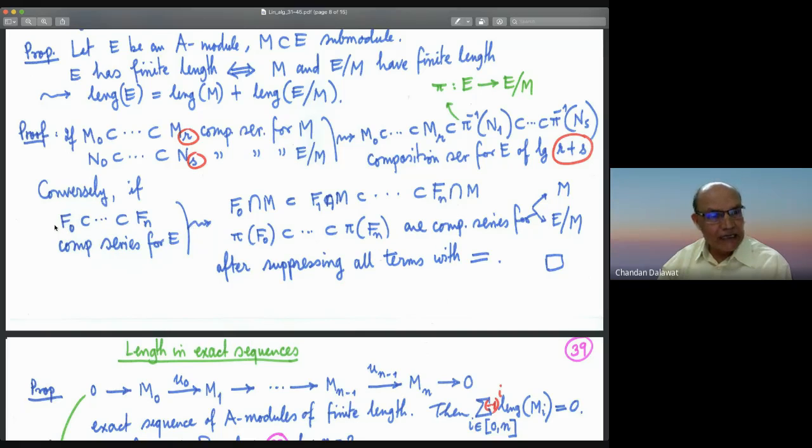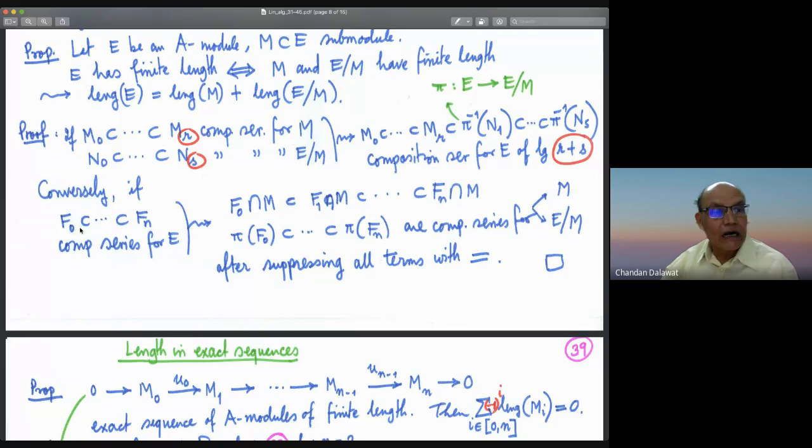Now I can intersect each of these terms with M. F0 intersection M is certainly going to be 0, and Fn intersection M is certainly going to be M. And these intermediate things are, of course, submodules of M, but all these inclusions don't need to be strict. They might be equalities. If you remove all the equalities, then what you will get is a composition series for M.